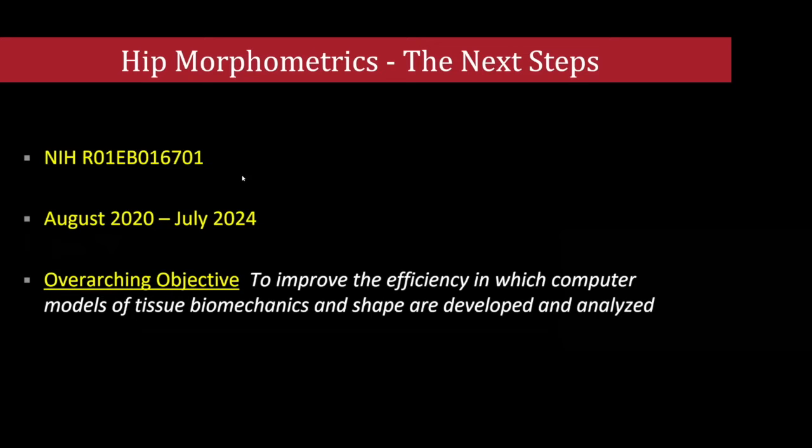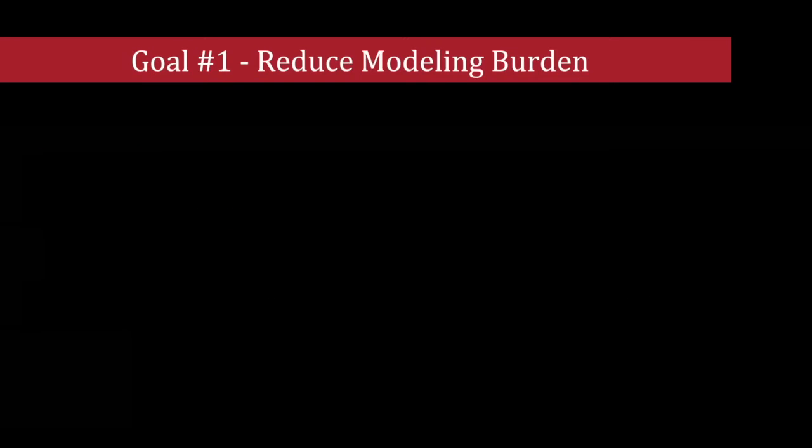So this grant right here was the first R01 that I received in 2013. It ended around 2018. And we fought hard to get the renewal, and the renewal finally came in August of 2020. That's a 4-year project through the NIH. The overarching objective is to improve the efficiency with which computer models of tissue biomechanics and shape are developed and analyzed. The first goal in mind is to reduce the modeling burden.